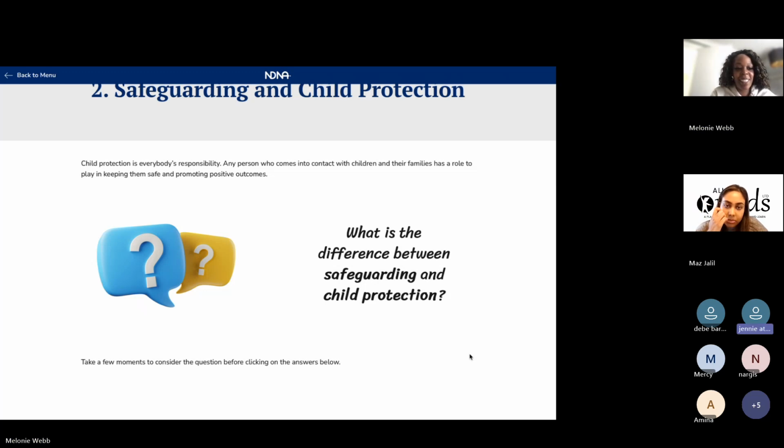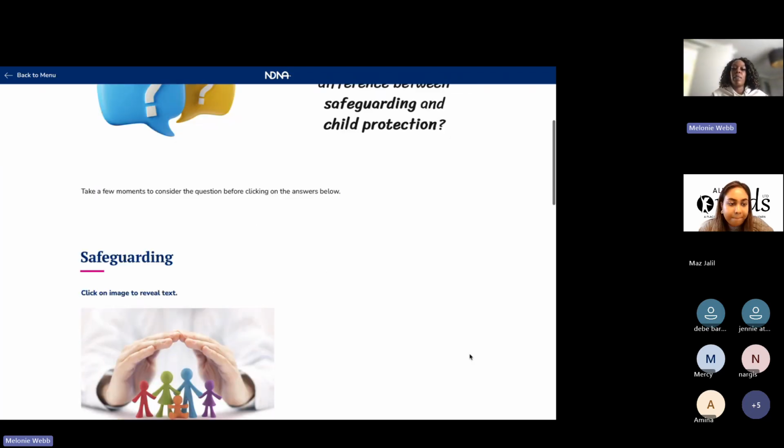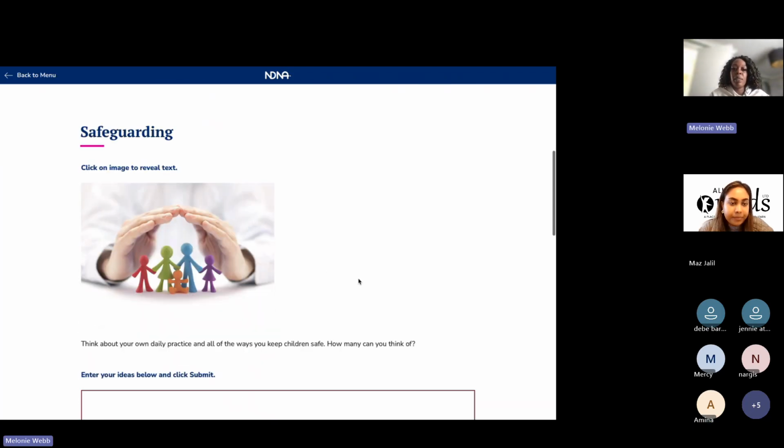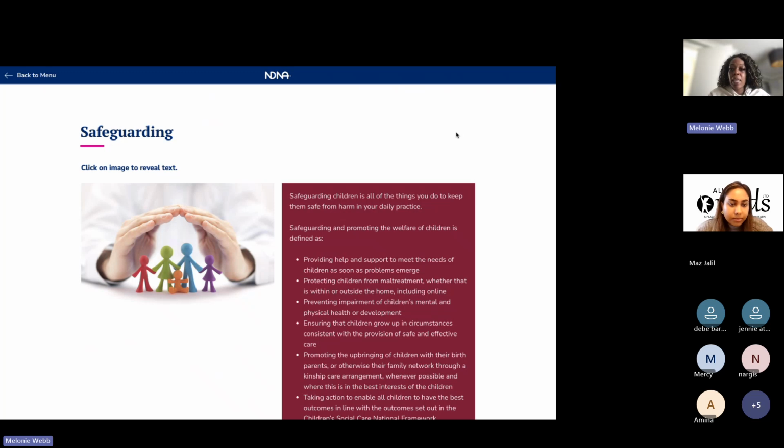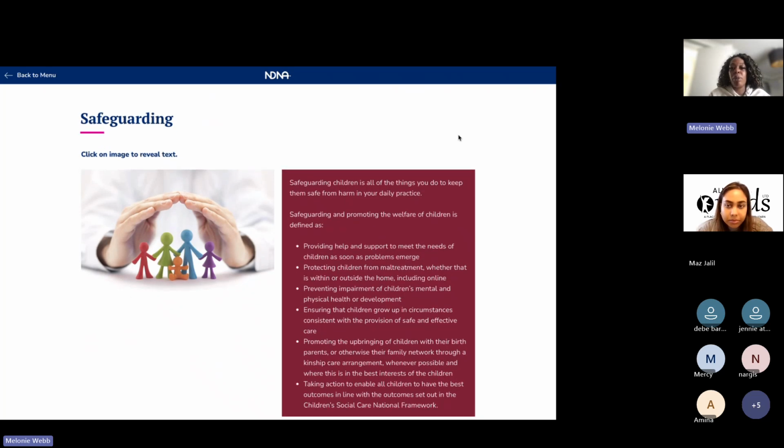Yeah, I agree. Obviously, we deal with safeguarding issues in a nursery, don't we? So if we hear a child say something, we would obviously statement it, speak to a parent maybe, etc. Child protection, as Maz said, is sort of cruelty, etc. Okay, thanks, Jenny. Thank you, Maz. So, safeguarding children is all of the things that you do to keep them safe from harm in your daily practice, as Maz and Jenny both said.